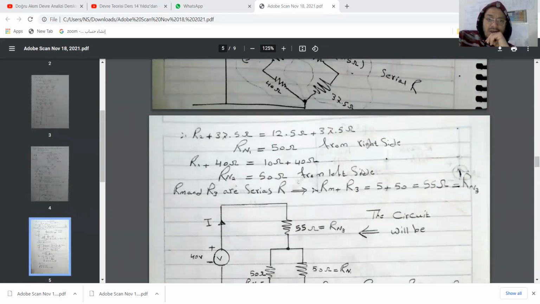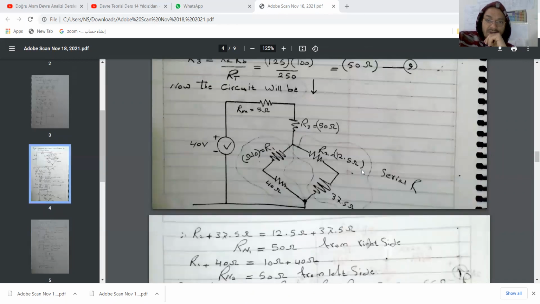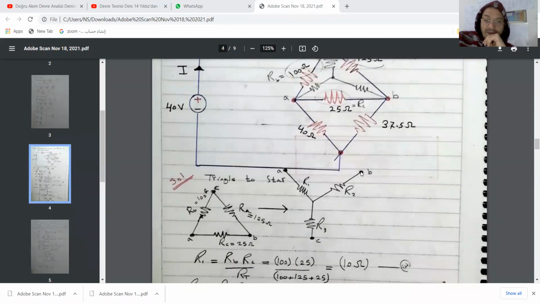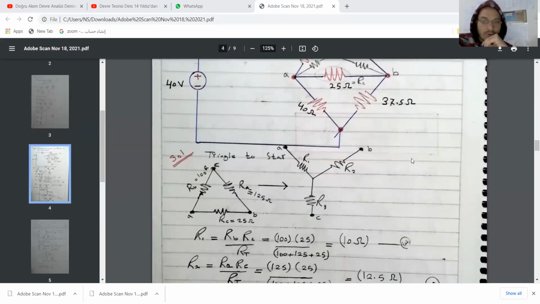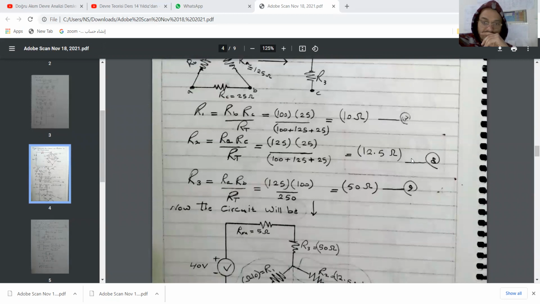Now, let's calculate the Rn. Here I used Rn, that means the new resistance. Here we have these 3 resistances, and we can delete all of them in our mind to try to simplify all of this. We will divide the parallel resistance from the series resistance to simplify all of this.